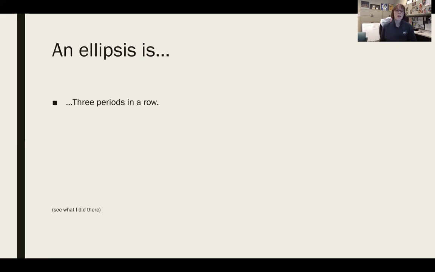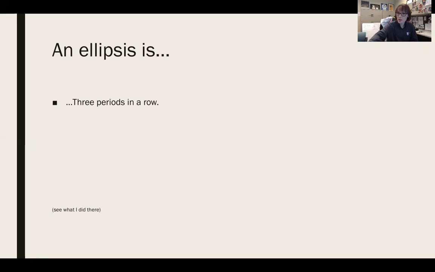So an ellipsis is 3 periods in a row. See what I did there? And this will illustrate how you can use an ellipsis as well. So it's just 3 periods in a row. 2 periods in a row is an error. 4 periods in a row is an error. 1 period is a period. 3 periods in a row is an ellipsis.